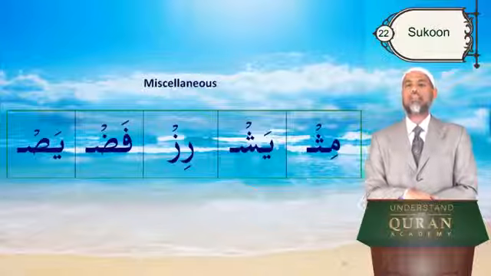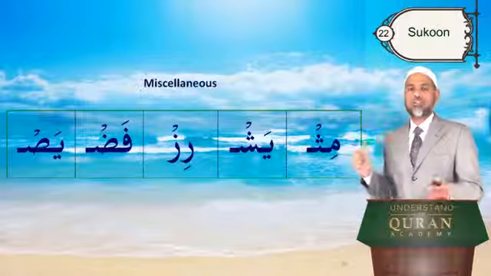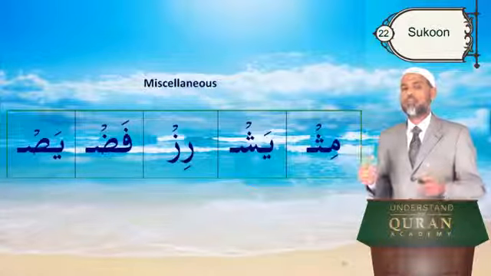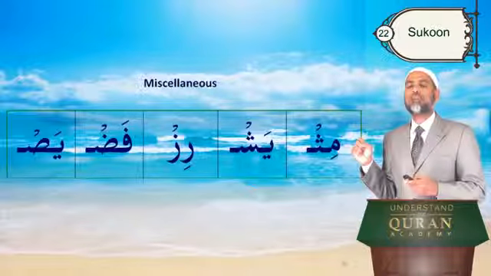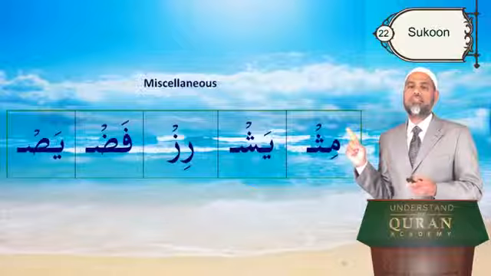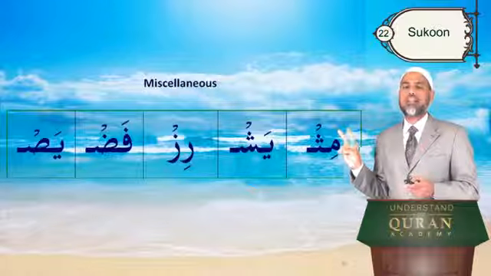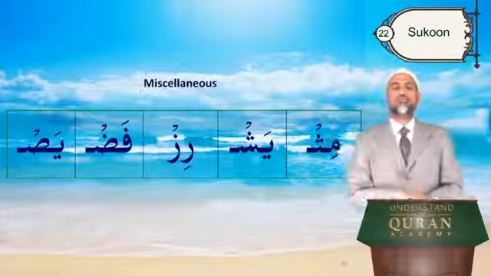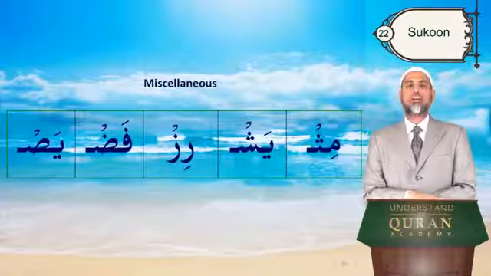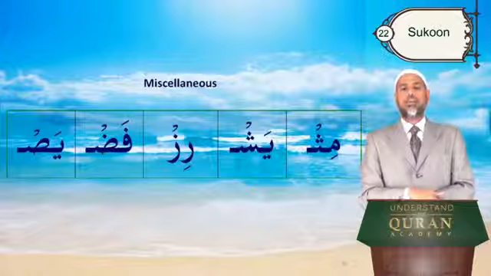And lastly, some miscellaneous cases, where we have different letters as second letters with sukun on them. Mith, yash, riz, fad, yas. Fad is very thick and high, and yas also very thick and high.